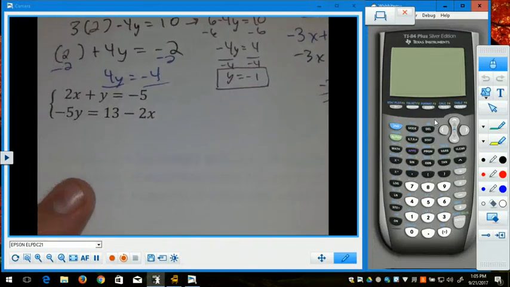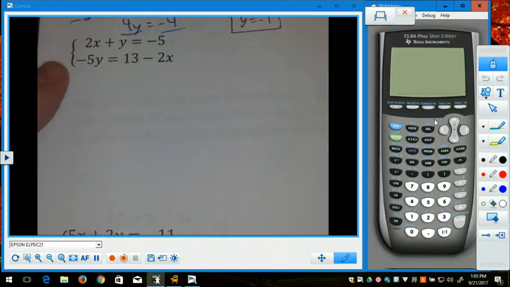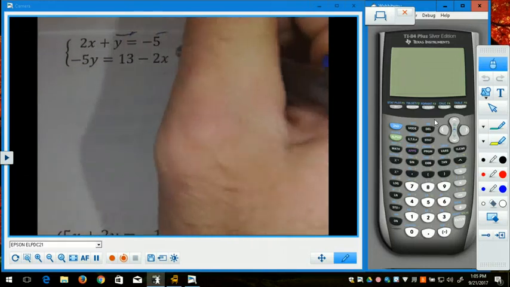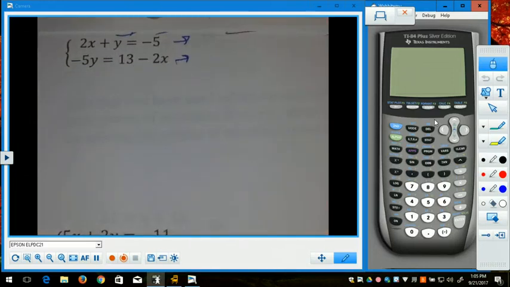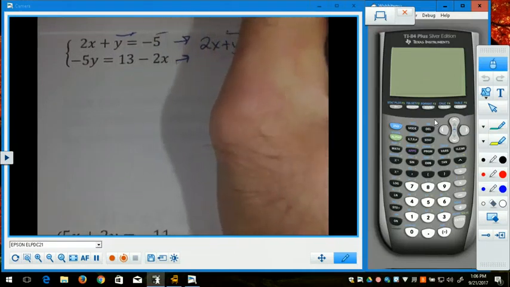In our next example, we have variables that are not lined up. If you look carefully at this, the top equation is in standard form and the bottom equation is not in standard form. And so what I'm going to do is draw an arrow over. The top one just stays the same. It's going to be 2x plus y equals -5.